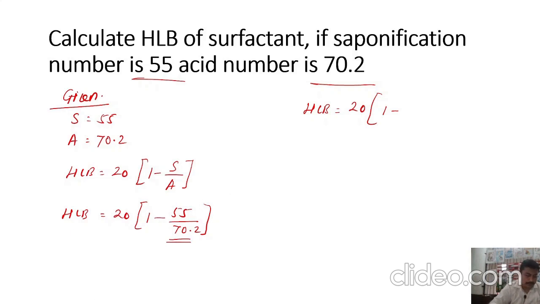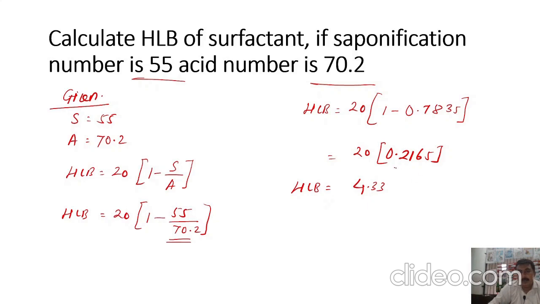So 55 divided by 70.2, you will get 0.7835. Later on, subtract it from 1. 1 minus 0.7835, you will get 0.2165. Later on, multiply with 20. Once you multiply 0.2165 with 20, you will get the HLB value 4.33. So this is the correct answer for the given problem.